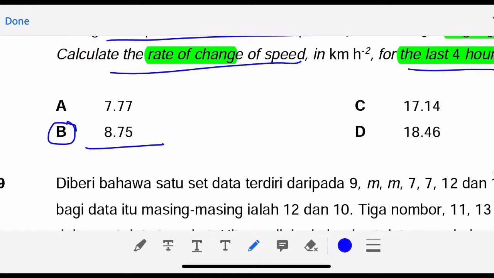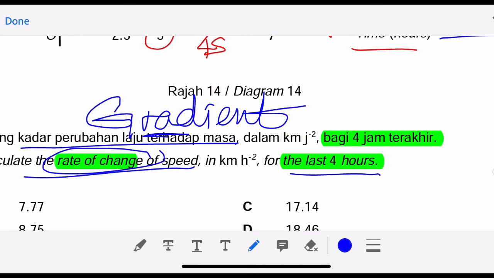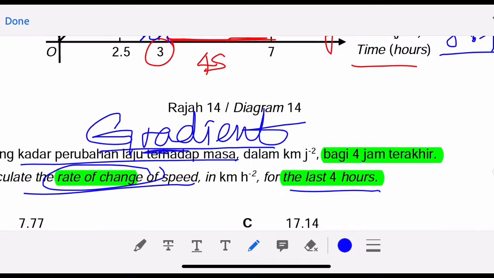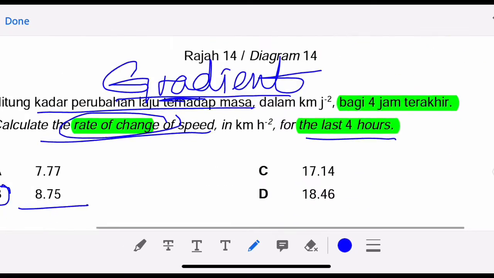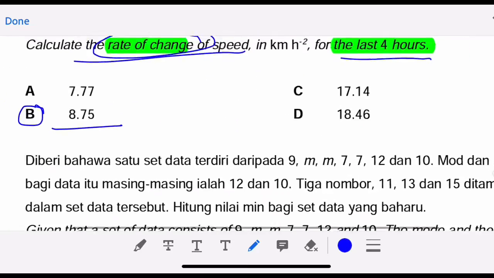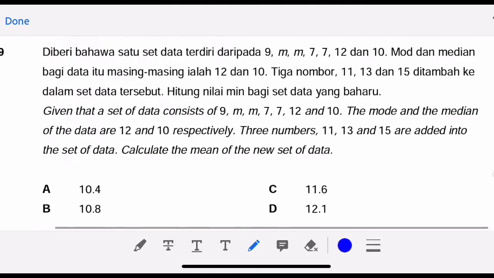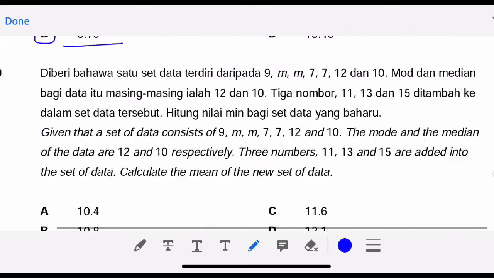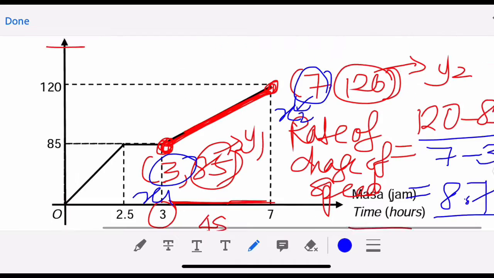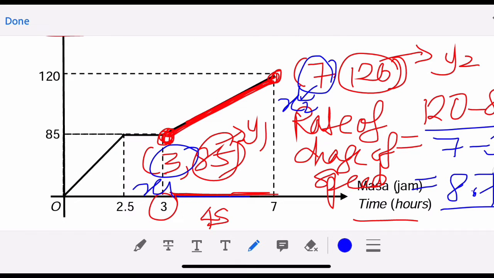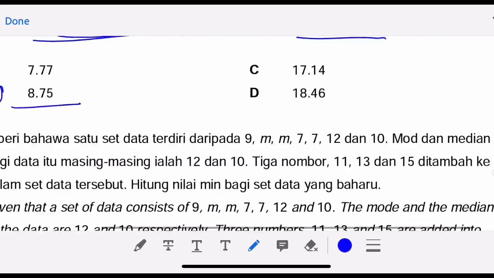So the answer is 8.75. Remember, rate of change means gradient. Okay? If they want the distance, you find the area under the line. But here they want the gradient to represent rate of change. Remember, my advice, rate of change means gradient of the line. So you need to find 2 points for the time stated in the question. Last 4 seconds. So you highlight the line like this, and then you find the gradient.